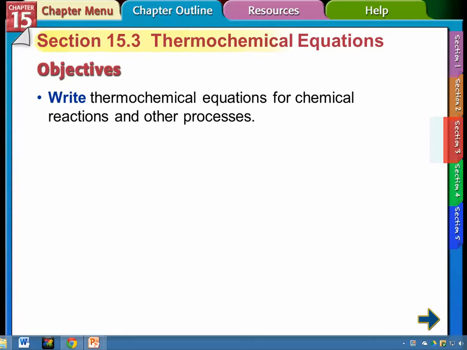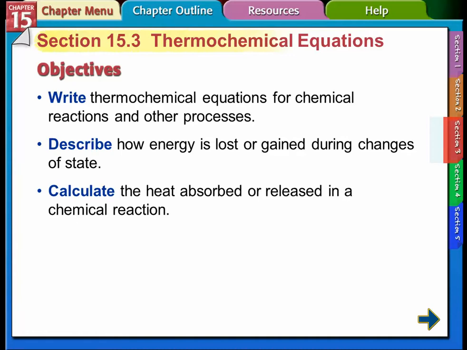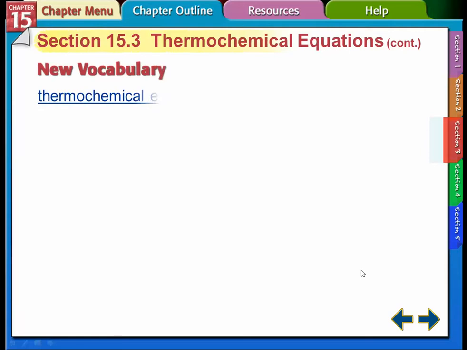All right, this is section 15.3, Thermochemical Equations. The objectives here are to write thermochemical equations for chemical reactions and other processes, describe how energy is lost or gained during changes of state, and calculate the heat absorbed or released in a chemical reaction. We're also going to talk about combustion reactions, which is when a substance reacts with oxygen, releasing energy in the form of heat and light.